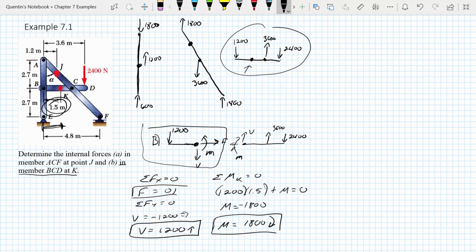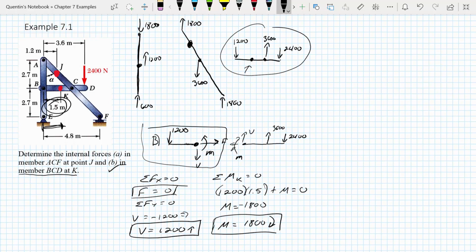So there we go. My V is 1200 newtons going up. My force is a big fat 0 because there's nothing in that direction. And there's my moment. So that's the easy one. That's part B, so yay, we're done. We can put a big old check next to that. Now let's look at part A. Now we're looking at this point right here.